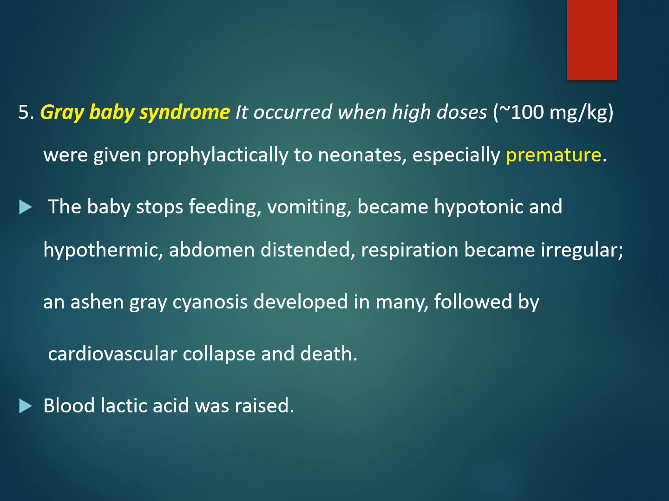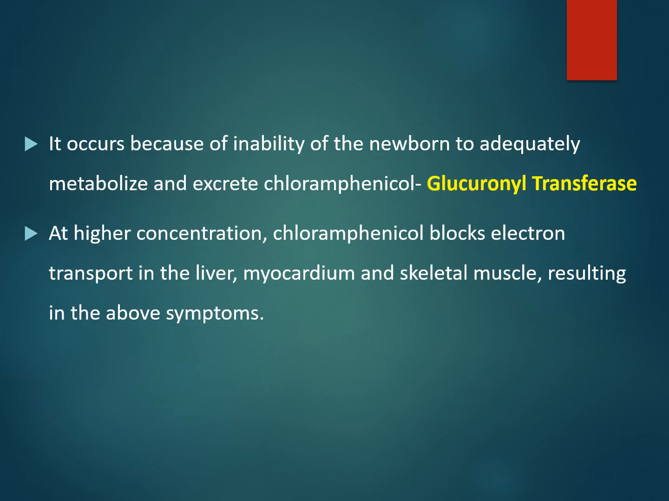In lab findings, blood lactic acid levels rise. So what is the reason for this gray baby syndrome? It occurs because of the inability of the newborn to adequately metabolize and excrete chloramphenicol. We all know that after taking any drug, it has to undergo metabolism and become inactive. Here, chloramphenicol is metabolized by an enzyme called glucuronyl transferase. At higher concentration, chloramphenicol blocks electron transport in the liver, myocardium, and skeletal muscle, resulting in the above symptoms. In premature infants, the level of glucuronyl transferase is very low, so they are unable to metabolize chloramphenicol.